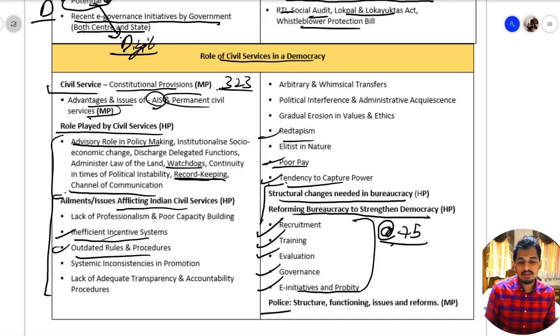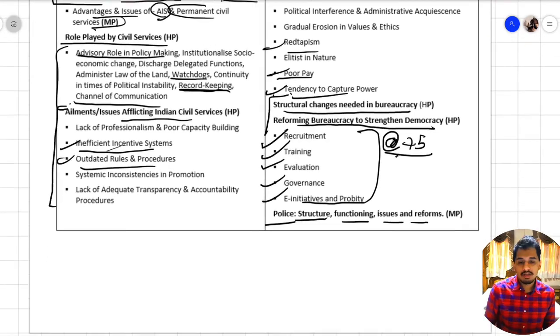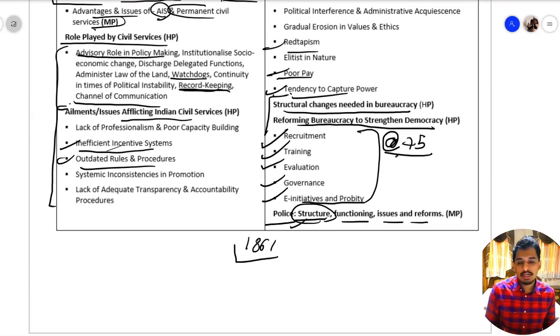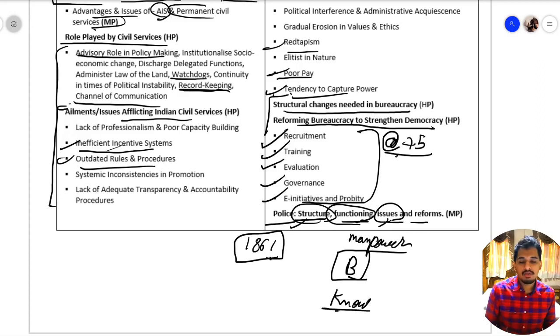And at last, we have police structure, functioning, issues, and reforms. In this, you should know how police is structured. It is still structured more or less on the 1861 Police Act. Then, how does it function? What are the issues? One of the issues is that there's a manpower issue. The police does not have adequate manpower. Then there's a budget issue. Okay. Then the police does not have adequate knowledge of new crimes such as cyber crimes. These are some of the issues.